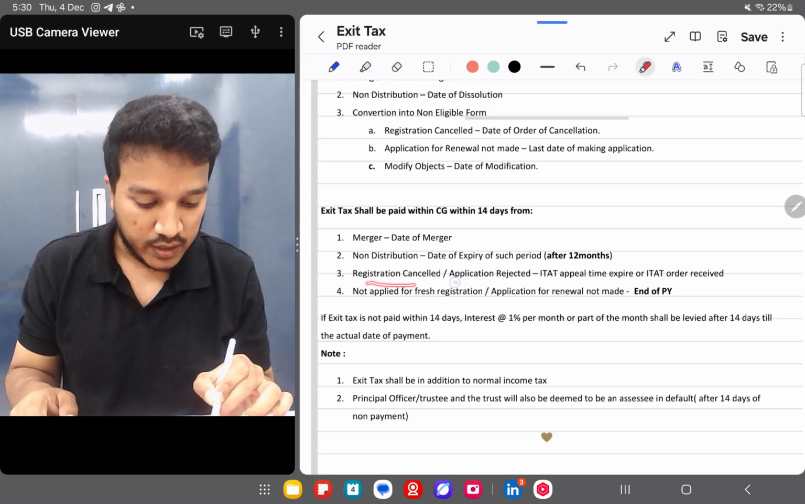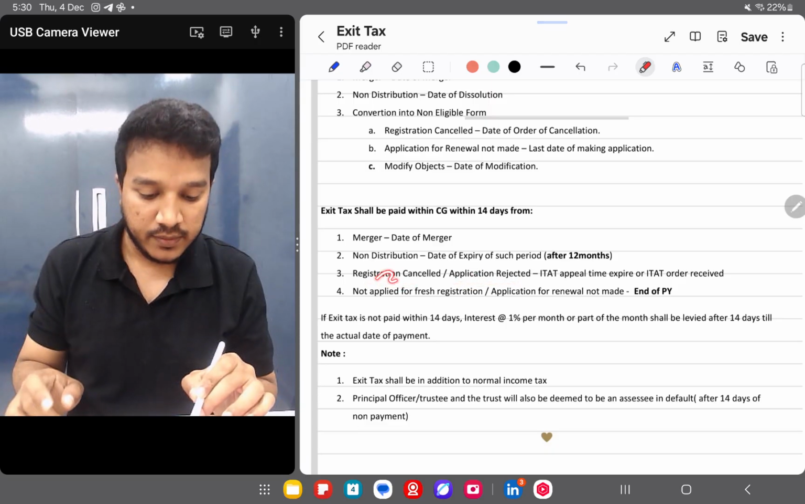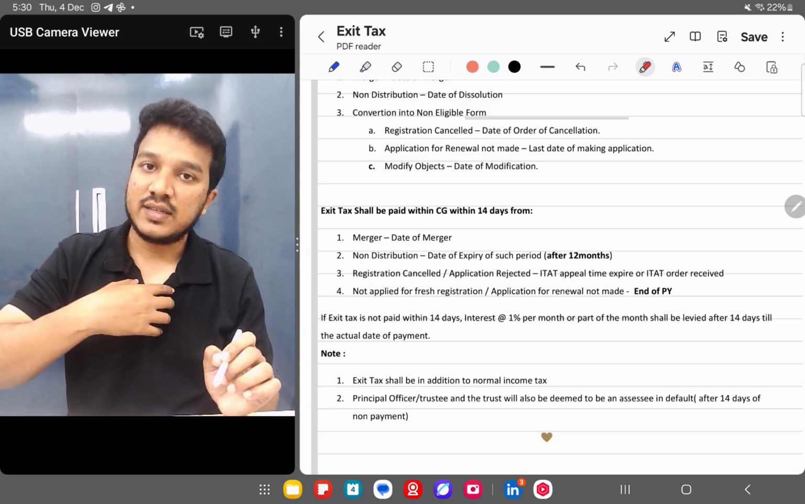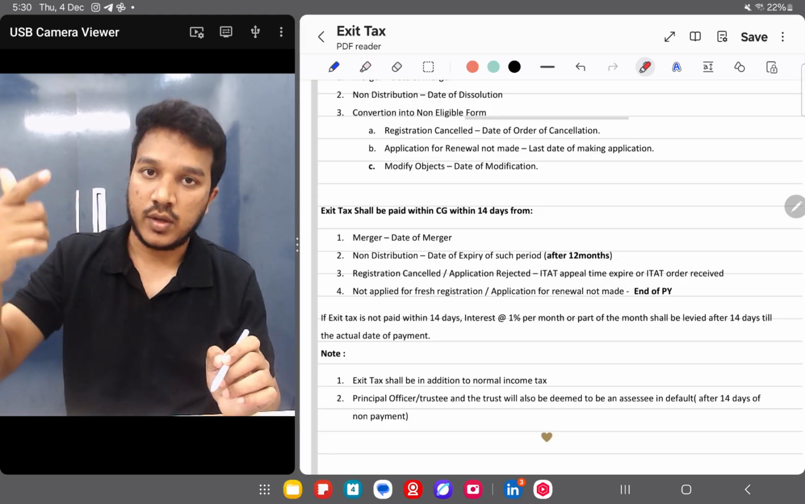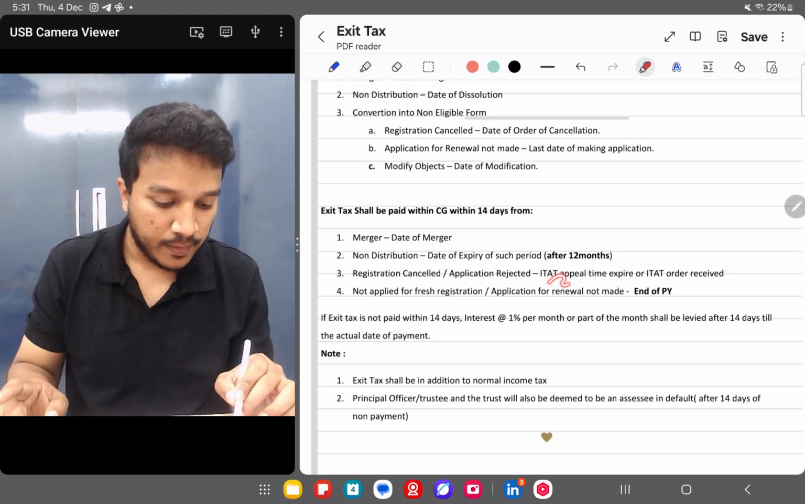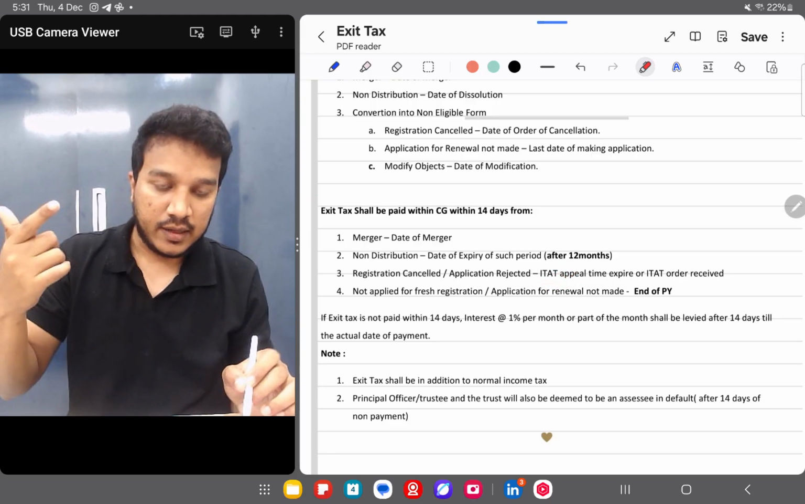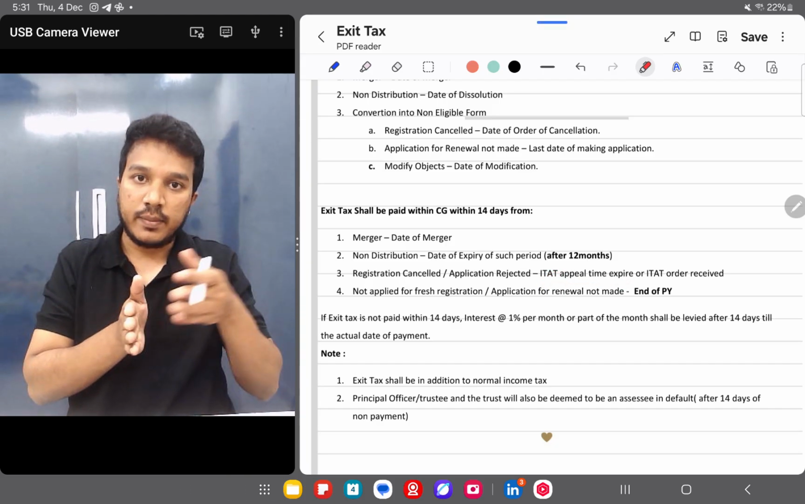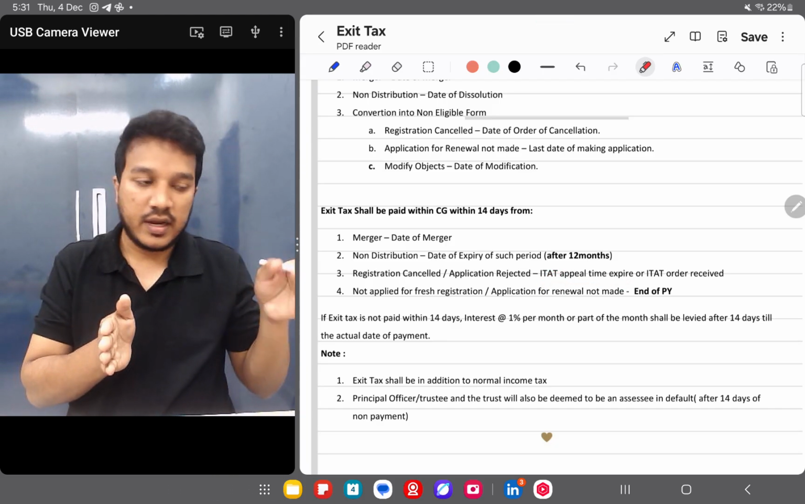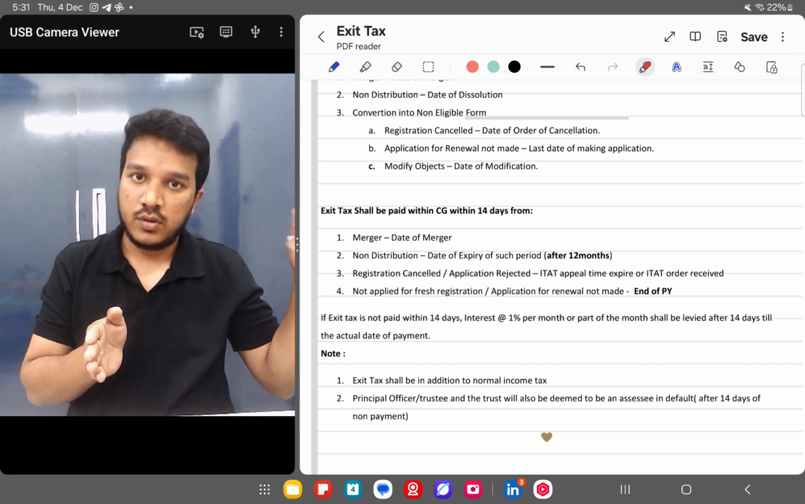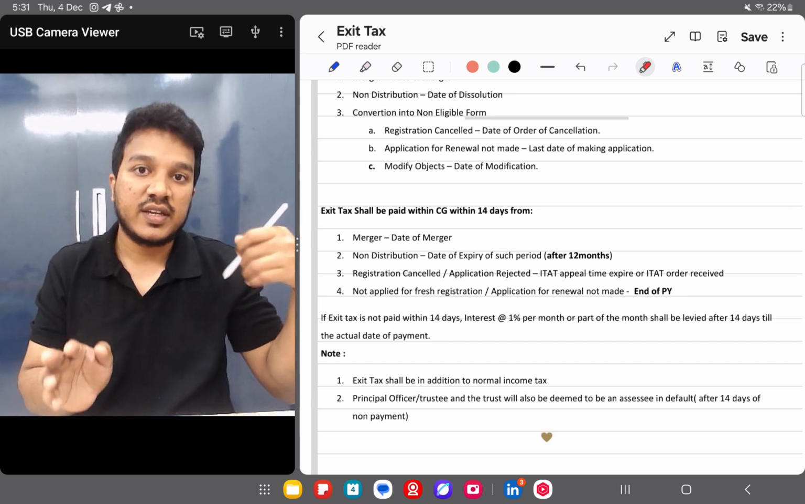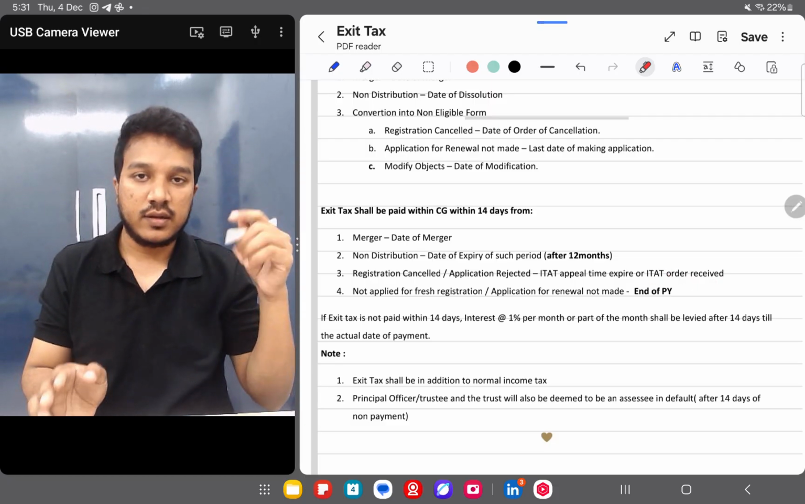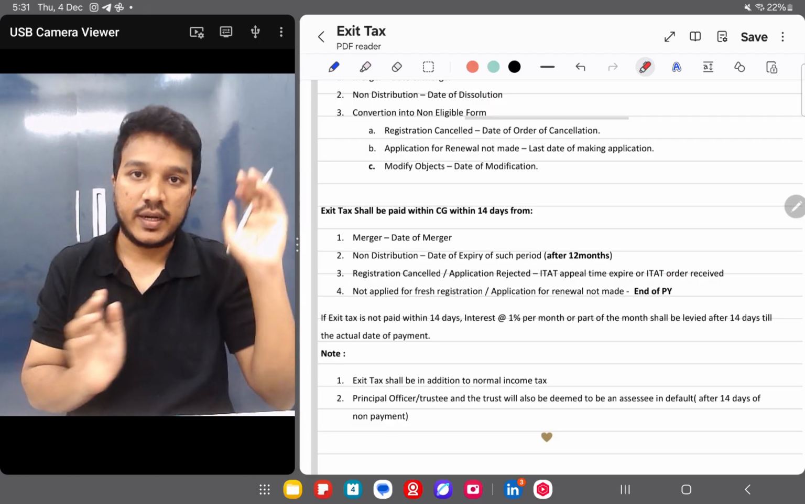If registration got cancelled or application rejected, listen carefully. Registration got cancelled or application got rejected. In these cases, the SSC will have an option to make an appeal. If they did not make an appeal, then you will wait till the ITAT appeal time expires. As long as he has time to appeal, you will wait, and from there you will calculate 14 days to pay the tax. Understood? In case he has made an appeal, then from the date of the ITAT order, within 14 days of that day he has to pay tax.